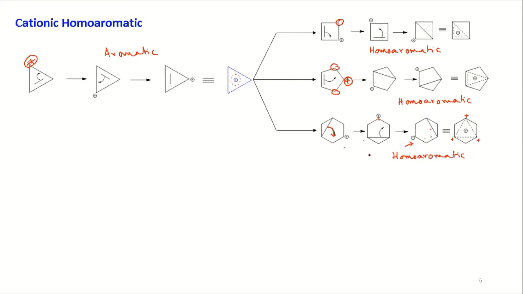Homoaromatic means the actual structure is this one, and this one. They are all homoaromatic compounds. This is very important in terms of different questions, so that you will come to know.